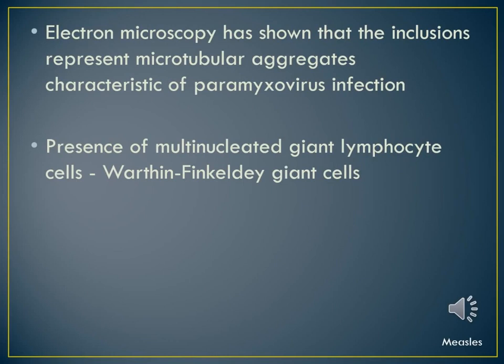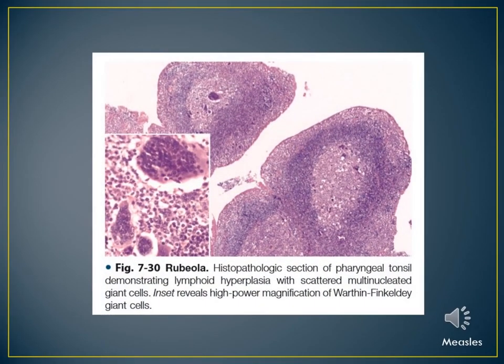Electron microscopy has shown that the inclusions represent microtubular aggregates characteristic of paramyxovirus infection. As the spot ages, the epithelium exhibits heavy neutrophilic exocytosis leading to microabscess formation, epithelial necrosis, and ultimately ulceration. There are also multinucleated giant lymphocyte cells, which have been given the term Warthin-Finkeldey giant cells. The area circled in the histological picture below shows the multinucleated giant cells, also known as Warthin-Finkeldey giant cells.